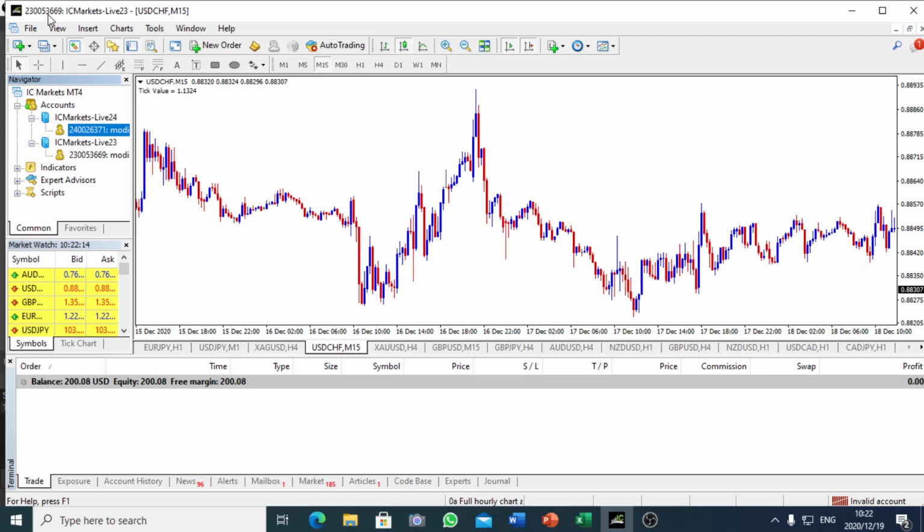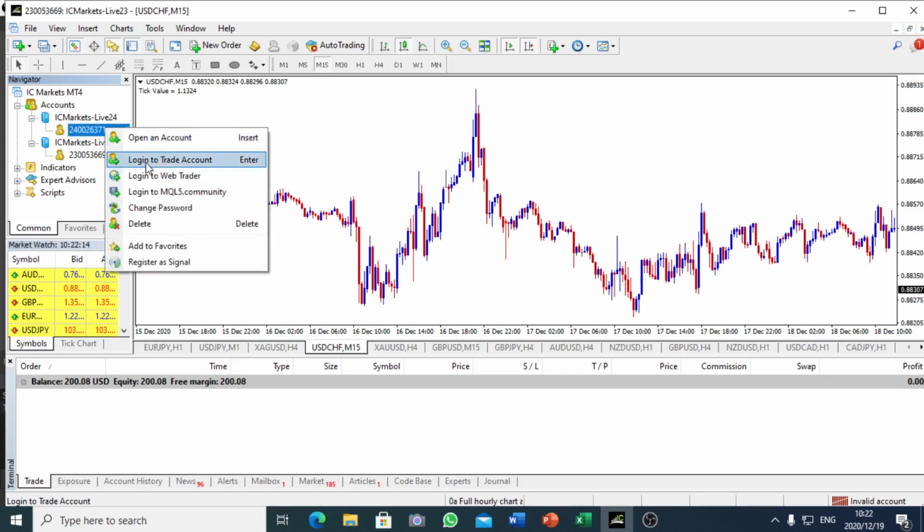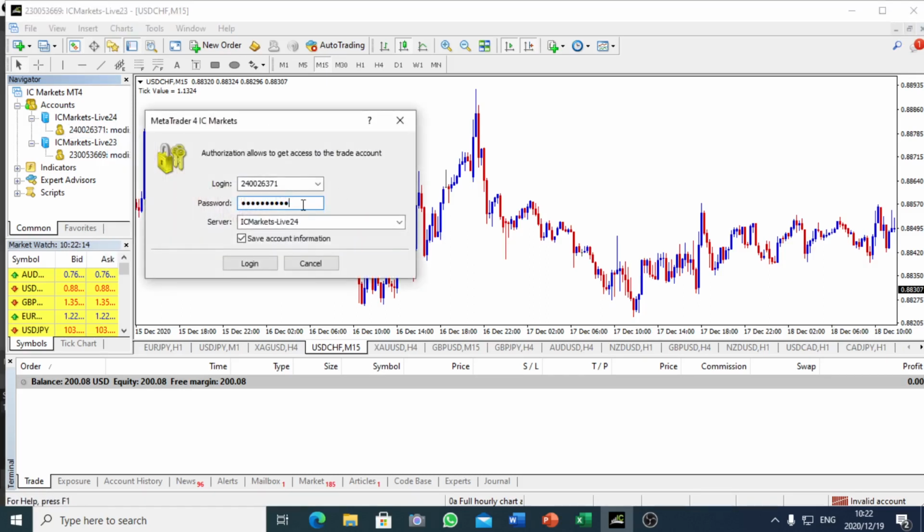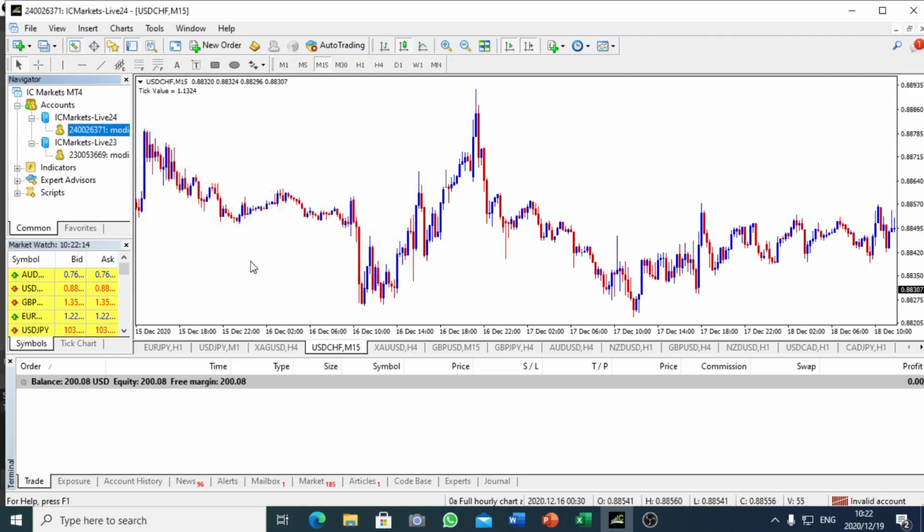But there's something that I said, it's of importance. What is it? I said, please make sure that you know your server. I did that one deliberately. Let's log in again to a trading account. Password. Our server is IC Markets Live 24. Then let's try to log in.